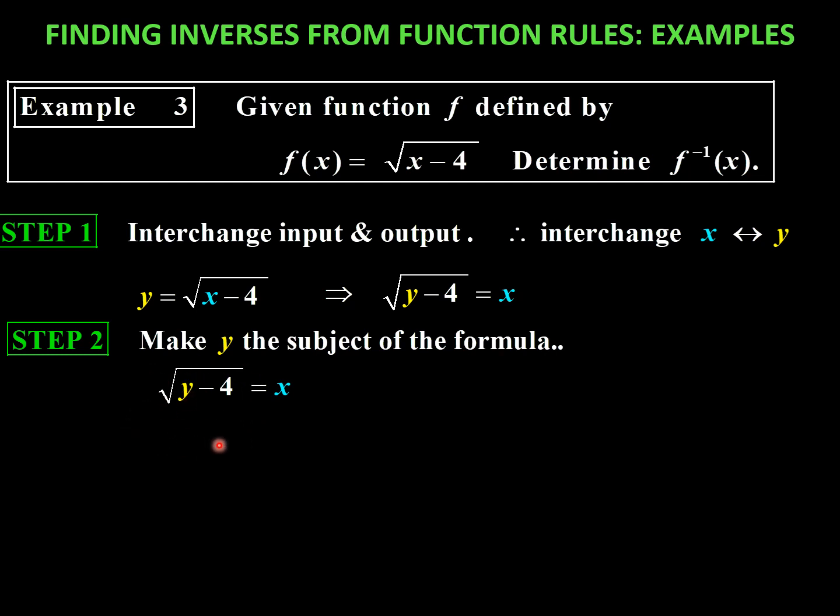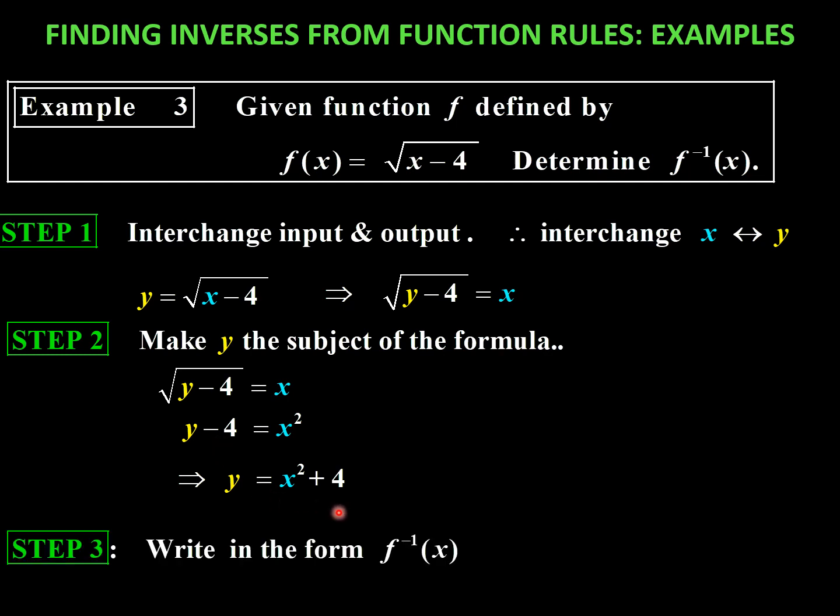So what's the inverse operation of square root? That's correct, the square. And the inverse of subtraction, that's correct, is addition. So I end up with x squared plus 4. And if we now write it in the required form, inverse of f of x, I get this.